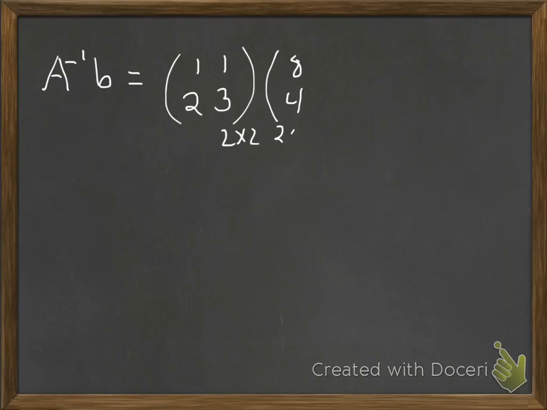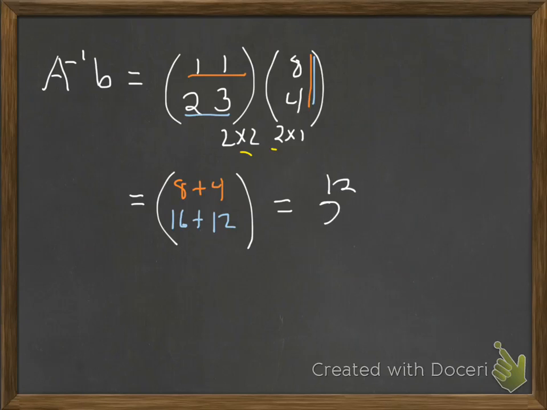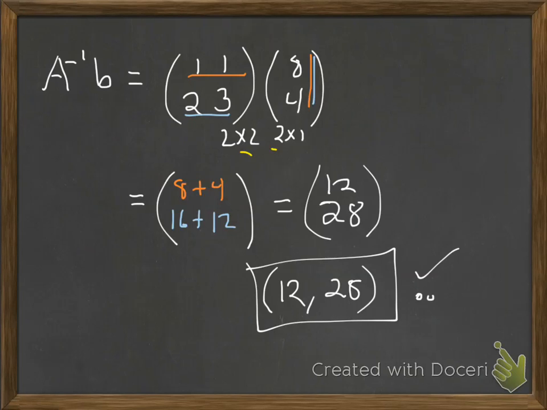Okay, so it's a 2 by 2 times a 2 by 1, so columns match rows, so we're good, and we're going to be left with a 2 by 1 matrix when we're all done. So we're going to do 1 times 8 and 1 times 4, so 8 plus 4 is 12 for the top entry. And then we'll do 2 times 8, which is 16, 3 times 4 is 12, 16 plus 12 is, I believe, 28. Okay, so my solution is 12 and 28, and that's my solution using the inverse method.